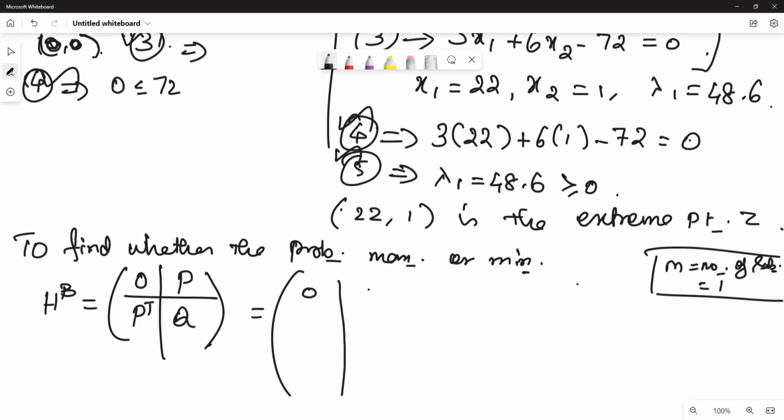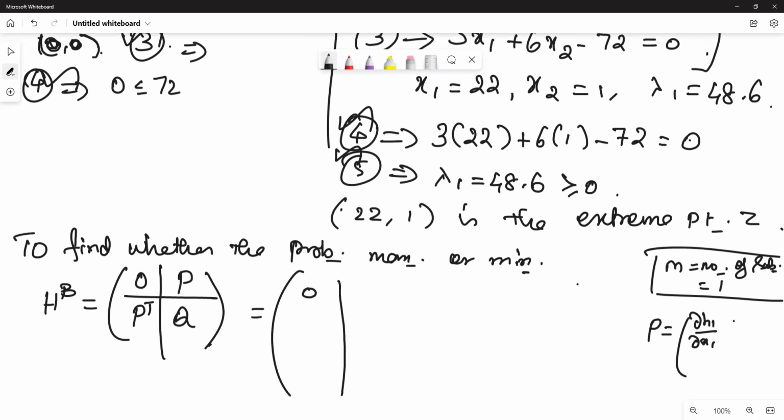What is P? P is nothing but a matrix whose each row is the differentiation of the H_i's. So P here, dou H1 by dou X1, with respect to the unknowns. Now, how many unknowns here? 2, X1, X2.